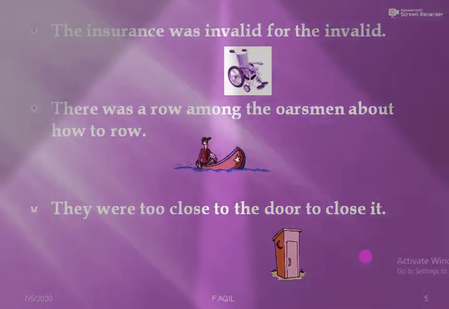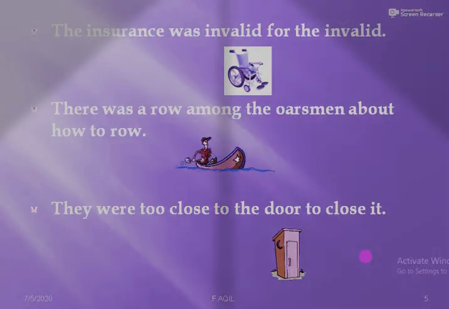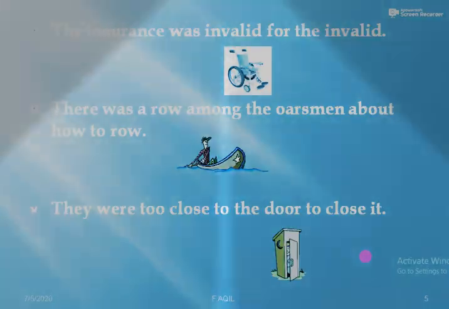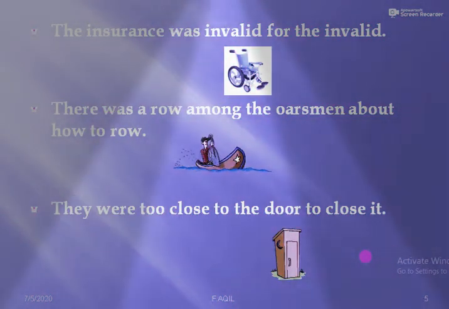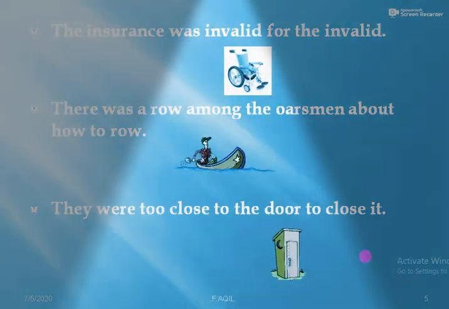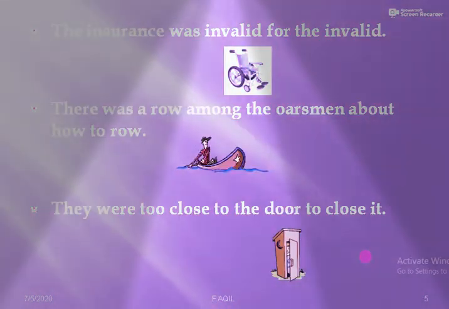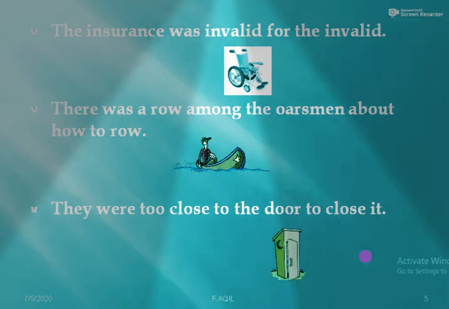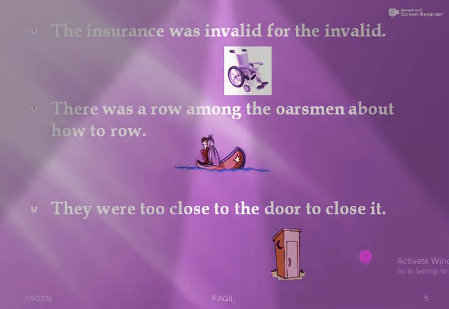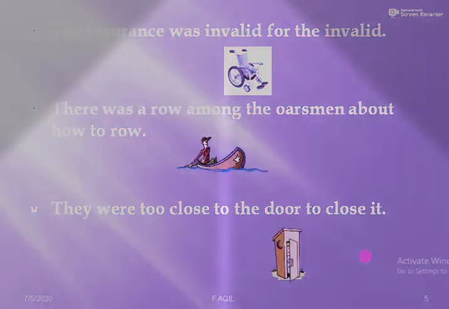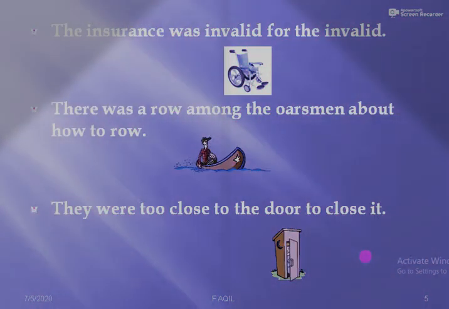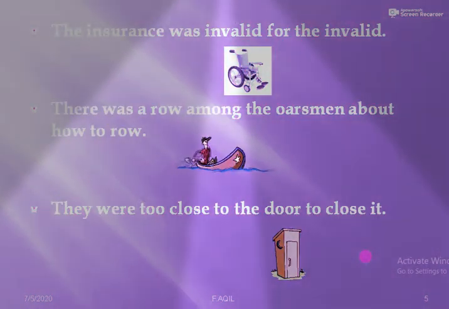Next is, they were too close to the door to close it. Now we have the word close here twice. The first one refers to when you're near something, that is, you have a very little distance between yourself and somebody, or let's say here we are talking about the door. So the door was very close to me, it was just next to me, it was near me.